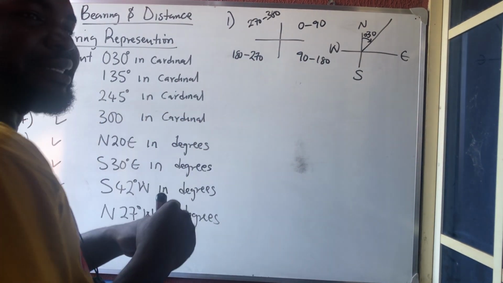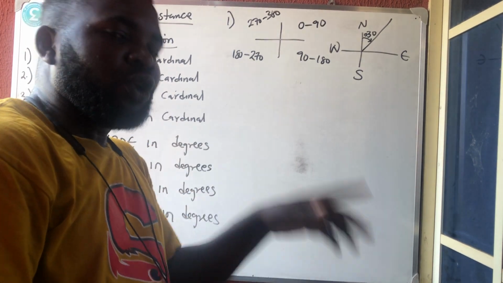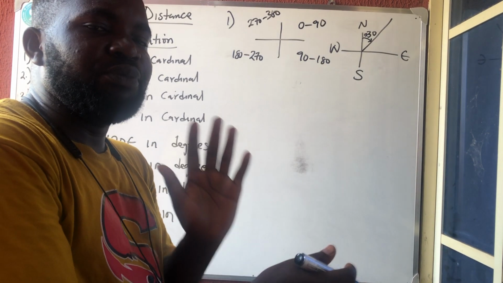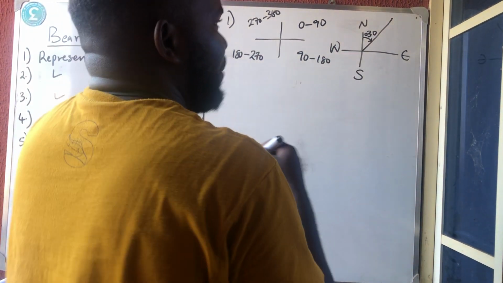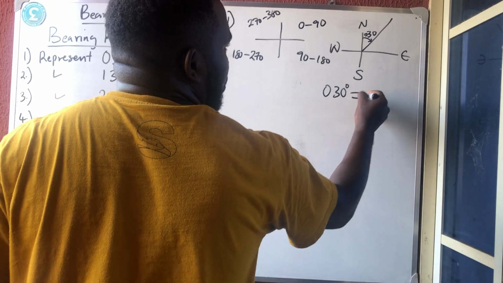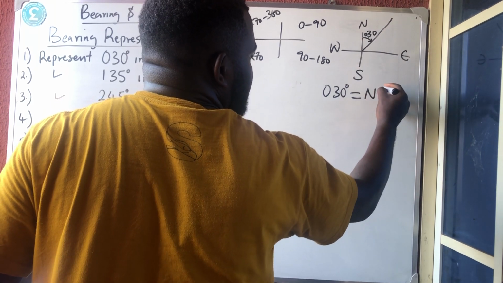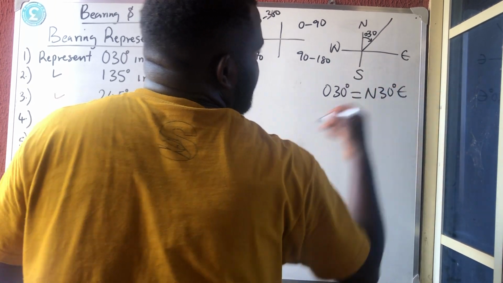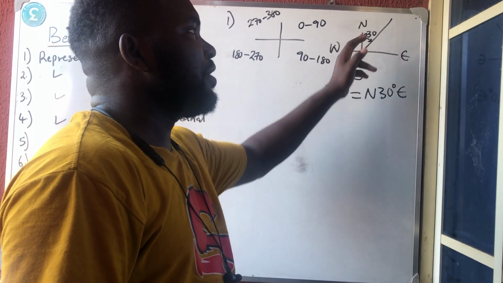Please, to get your answer in cardinal, you must find the small angle with the vertical, not the horizontal. You don't have any business with the horizontal. So this is the smallest angle with the vertical. So my answer: 030 degrees is equal to what? North and east in between it. So it will be north 30 degrees east, because our business is always with the vertical, we start naming from the vertical.